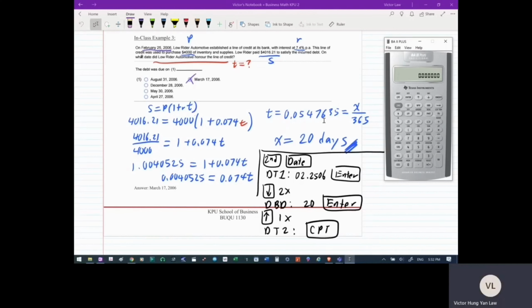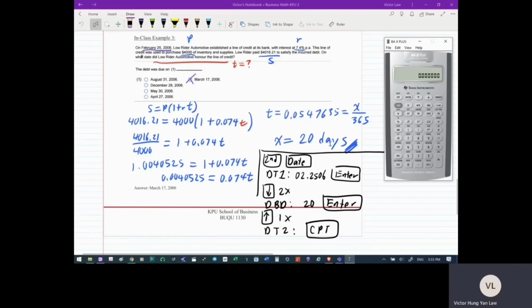What you need to know is that T is in years, but in the question, we want to find out the number of days. So to find the number of days, we take T equals X divided by 365, where X is the number of days. We know that there are 365 days in 1 year. So T equals X divided by 365. When we solve for X, we get X equals approximately 20 days.